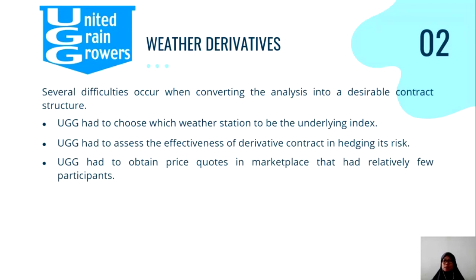Difficulty number one is that UGG had to choose the right weather station to be the underlying index. Number two, UGG had to assess the effectiveness of the derivative contract in hedging its risk. And number three, UGG had to obtain price quotes in a marketplace that had relatively few participants.